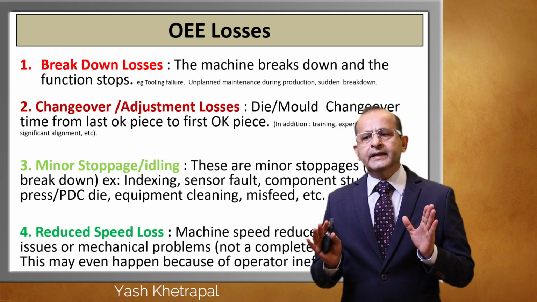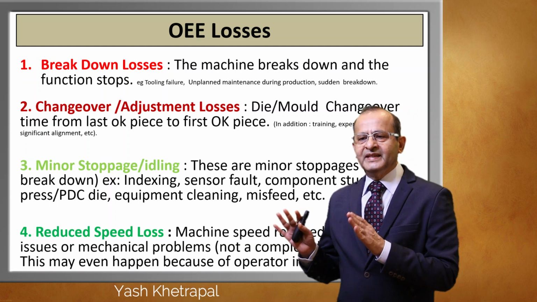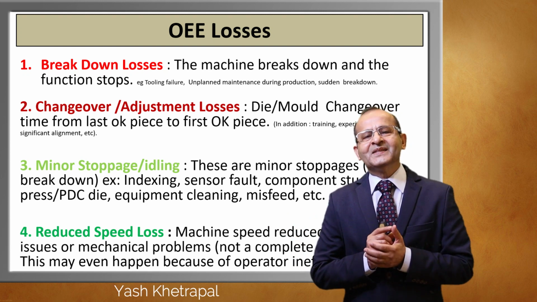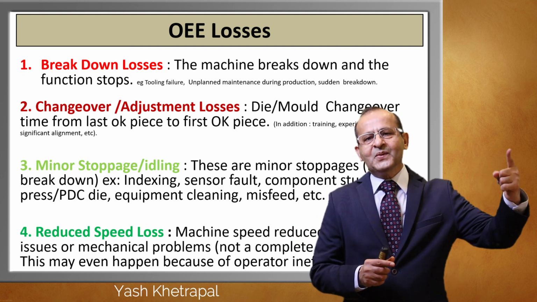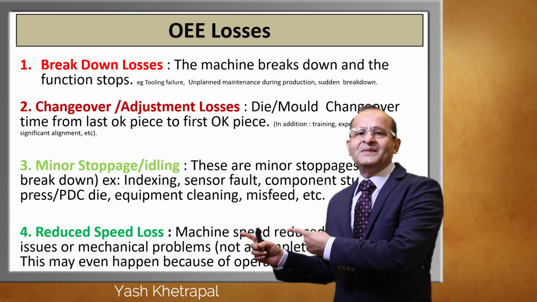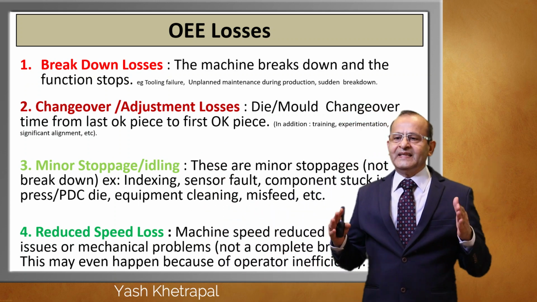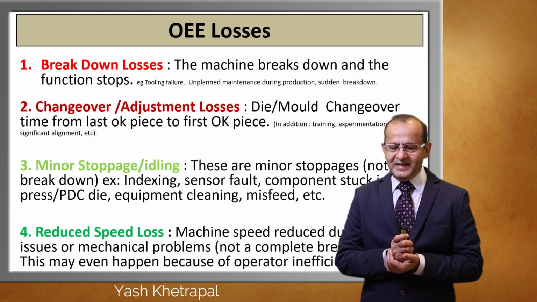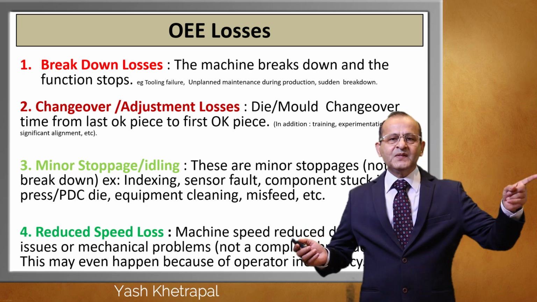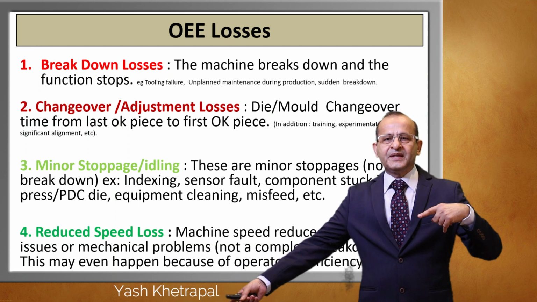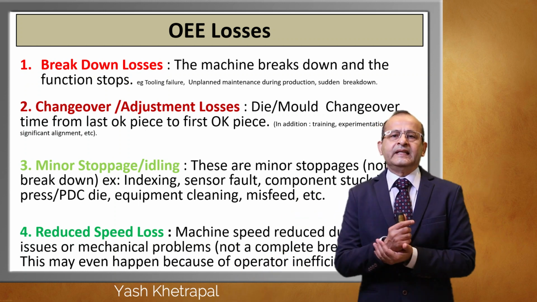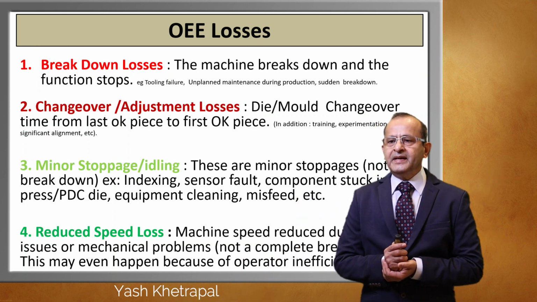Here, die, mold changeover. And this we calculate from last OK piece to the first OK piece. The entire time from the last OK piece to the new OK piece is considered changeover time, right?